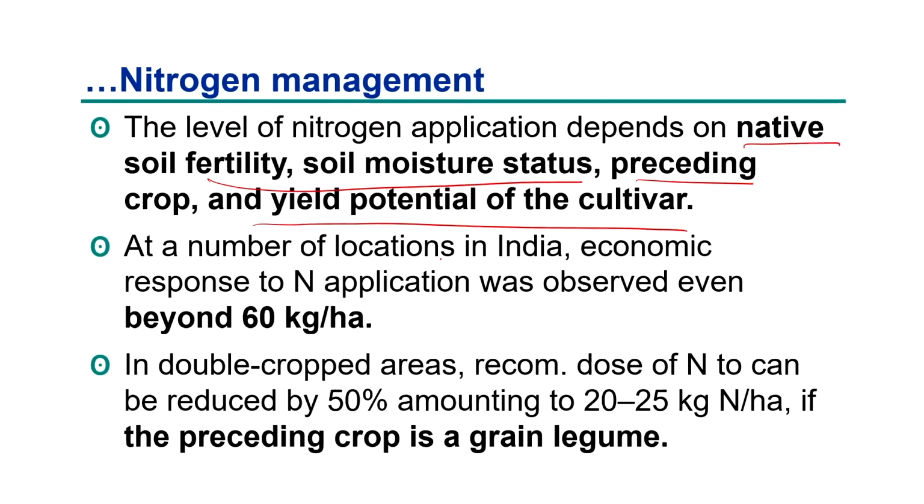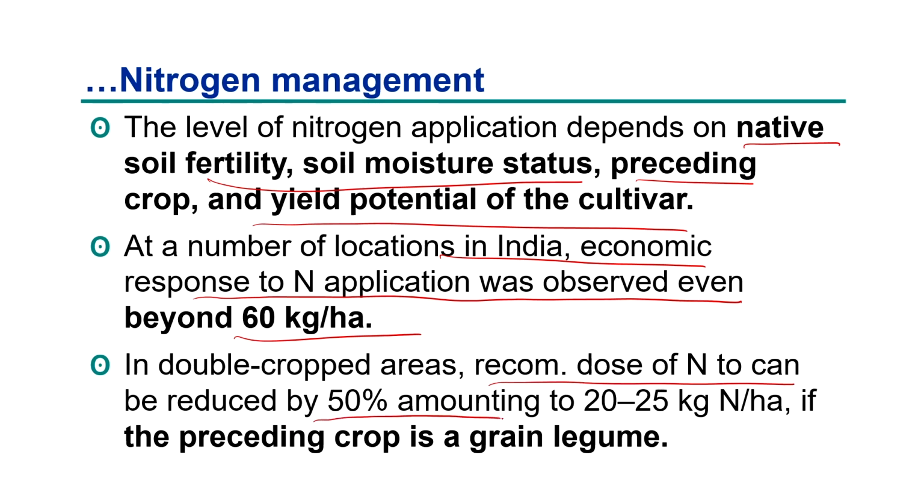At a number of locations in India, economic response to nitrogen application was observed even beyond 60 kg nitrogen per hectare. In double cropped areas, the recommended dose of nitrogen can be reduced by 50%, amounting to 20 to 25 kg nitrogen per hectare, if the preceding crop is a grain legume.